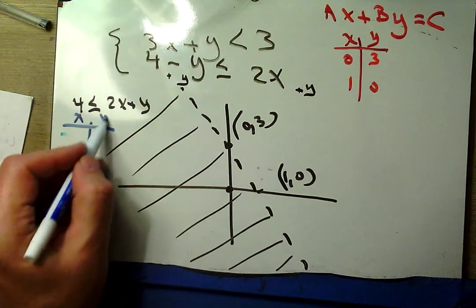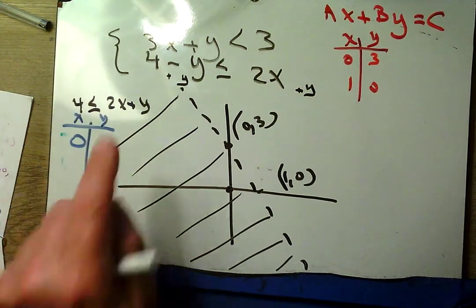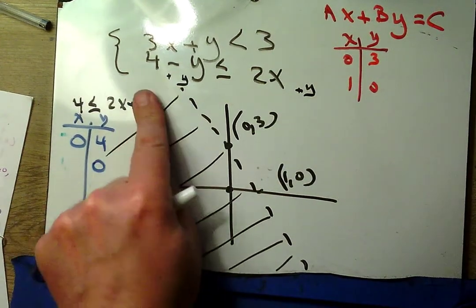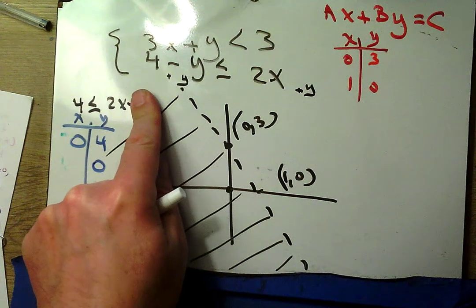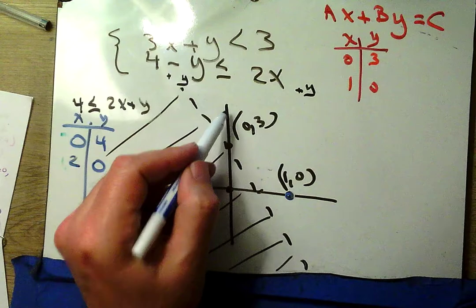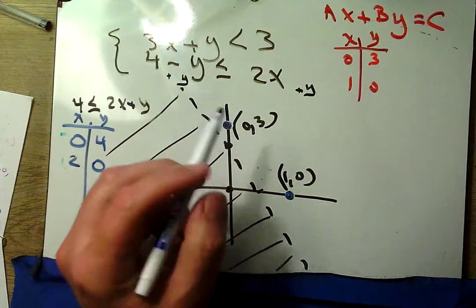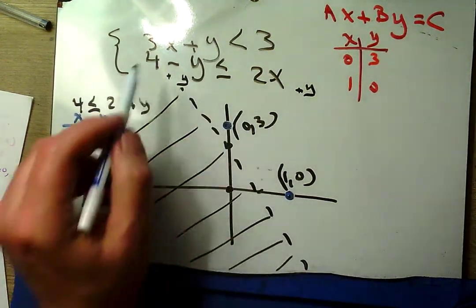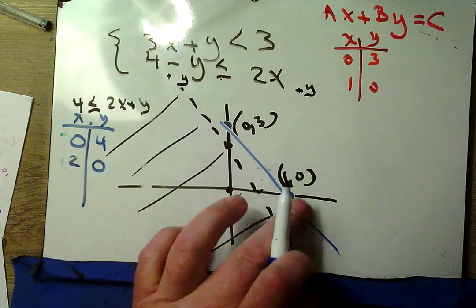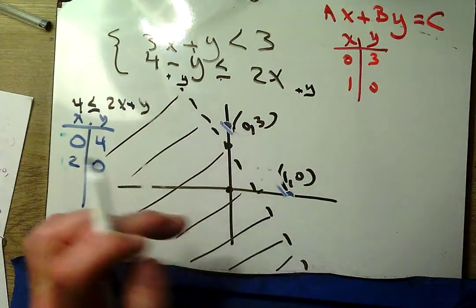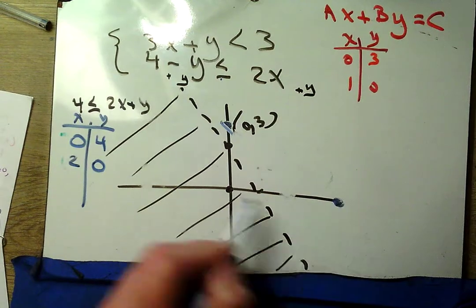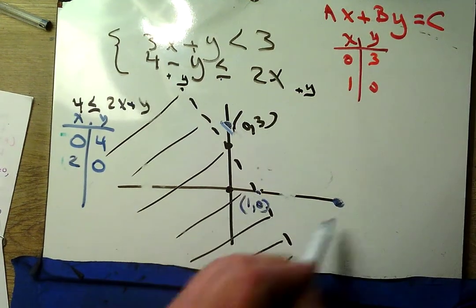We've got x and y, a 0 here for x means y is 4, and a 0 here for y, and divide both sides by 2, I get x equals 2. So 2 here and 4 here. Now, that's going to be a solid line. This was 4. It's going to be 4 times as big as that because that was 1.